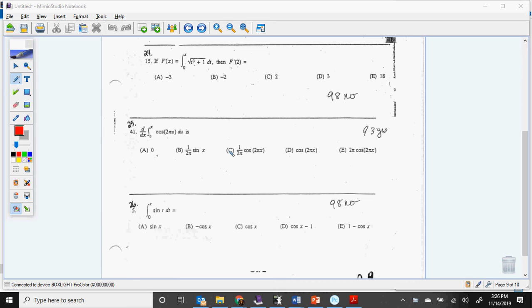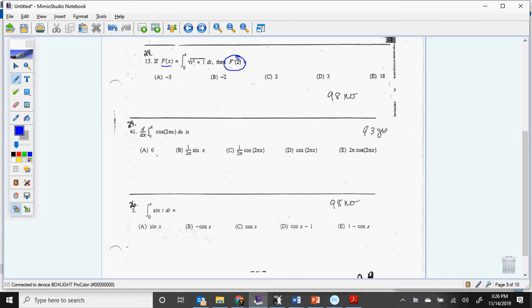Alright, so we are on problem set number 5. This is problems 24, 25, and 26. Let's start off with 24. So it says f is this, and it wants me to find f prime of 2.